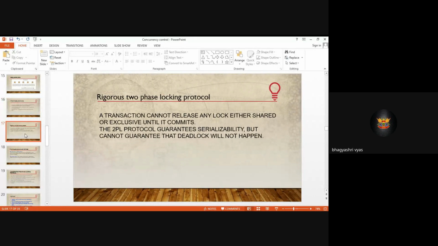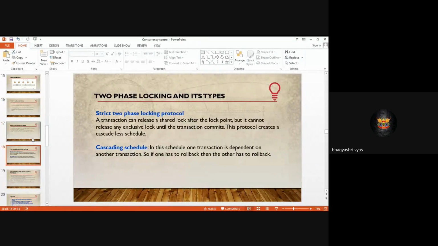So now two phase locking also has some types. Okay, strict two phase locking protocol. In a strict two phase locking protocol, a transaction can release a shared lock after the lock point, but it cannot release any exclusive lock until the transaction commits. This protocol creates a cascadeless schedule.